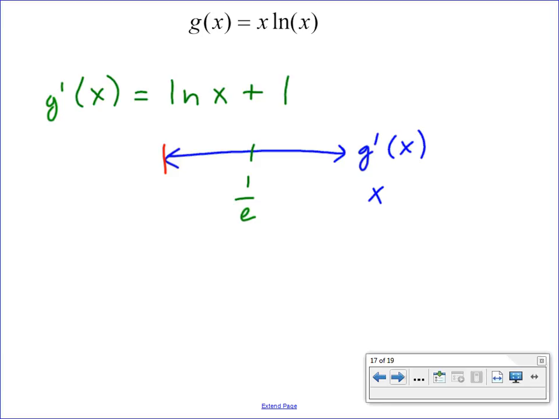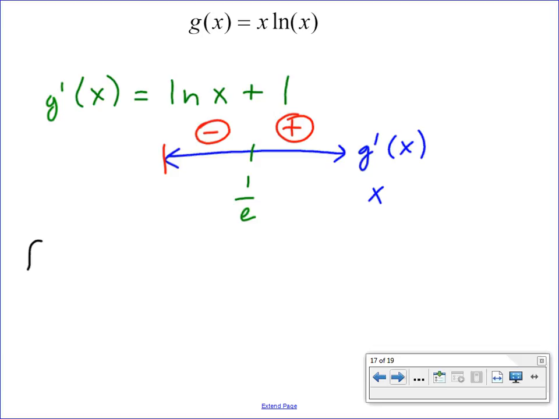1 over e squared? Yeah. So 1 over e squared is e to the -2. ln of e to the -2 is -2, plus 1 is -1. Choose a convenient x value to the right of 1 over e, like e. ln of e is 1, plus 1 is 2, which is positive. We're expecting to see a local minimum at x equals 1 over e.